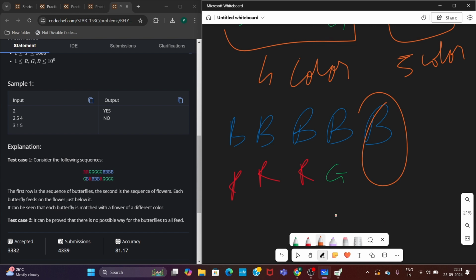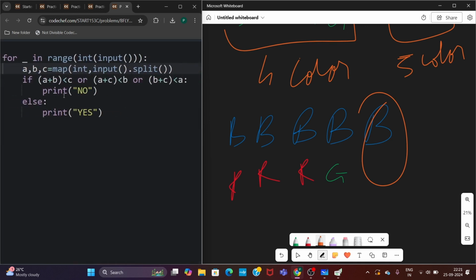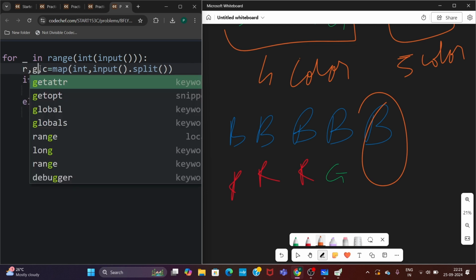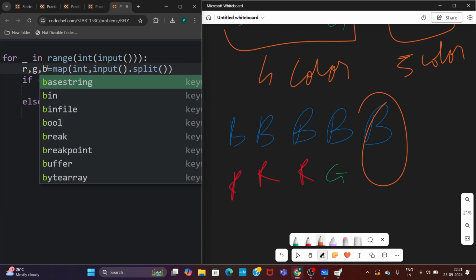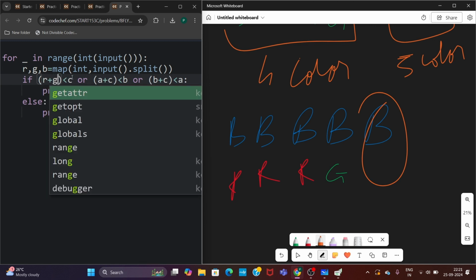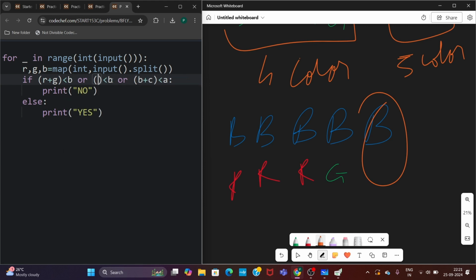So now we will check over here. Let me change the numbers over here. This is red, green, and blue. This must be basically red plus green. This must be basically red plus blue, and it is basically green. And this is basically red, green plus blue.